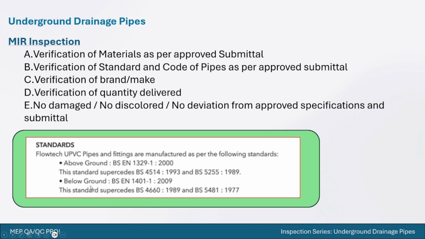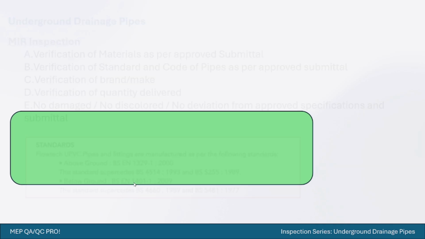Then you will come to the below ground pipes. Whatever pipe you use under the raft, under the slab, everything should be 14011. That is the standard for that pipe.